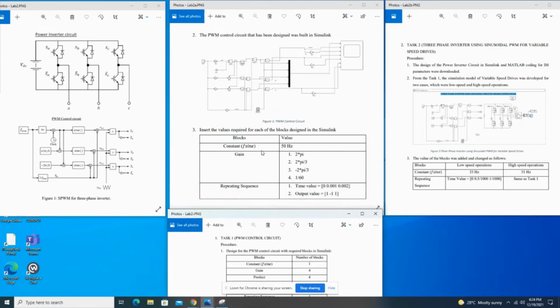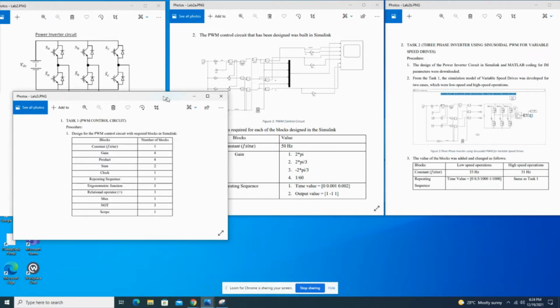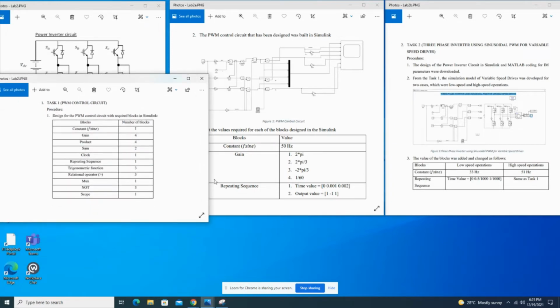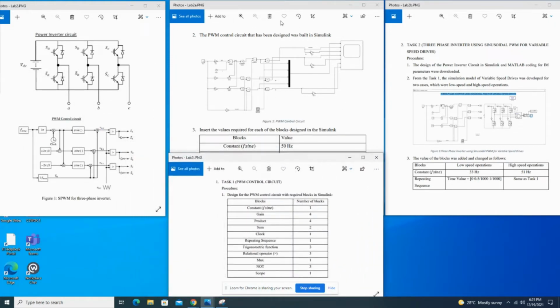In this, we are required to insert 50 hertz in the constant. Then in each of the 4 gains, we are supposed to insert 2 pi, 2 pi over 3, negative 2 pi over 3, and 1 over 60. Then for the repeating sequence, you must have time values of 0, 0.001, 0.002, and output values of 1, negative 1, and 1. So this is for the whole pulse width modulation control circuit.